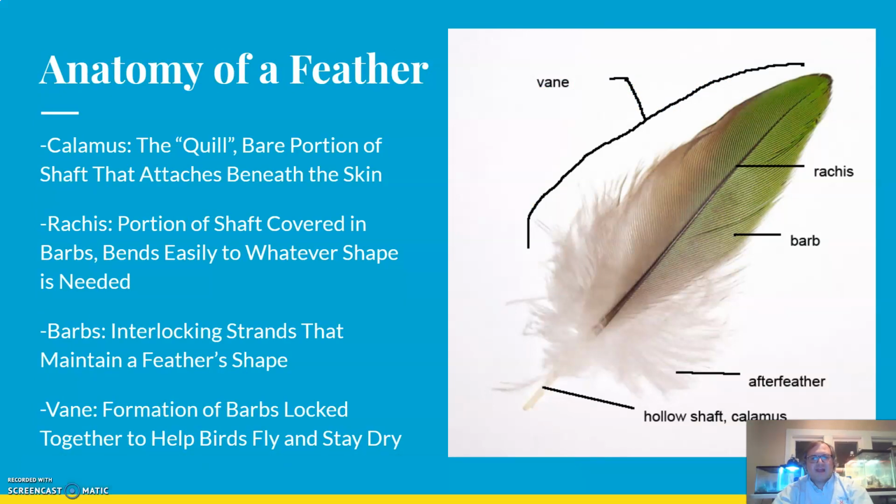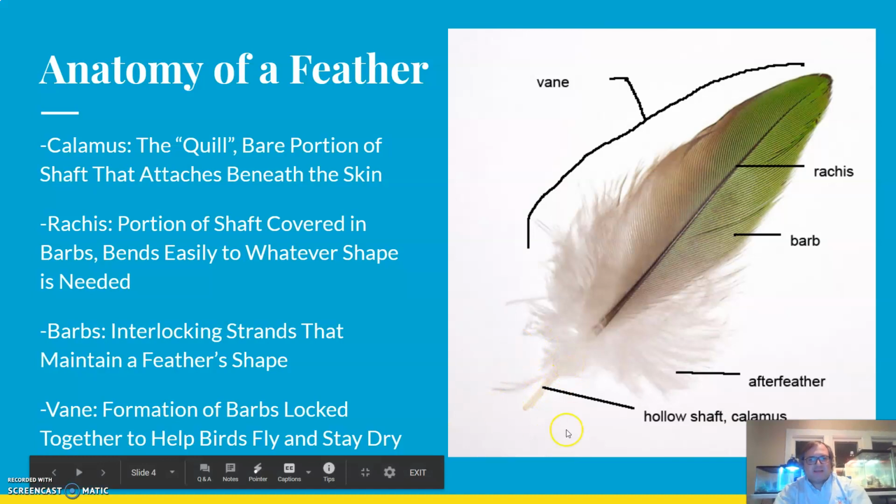So here, if we look at the anatomy of a feather and we talk about some of the terms that go with it, down here we have the calamus, or the quill. Basically, if you've ever thought about anything with a historical sense where someone's writing with a quill, that hollow point that has the ink in it, that's this part, that's the calamus. It's the bare portion of the shaft of the feather that attaches beneath the skin. So again, this part is embedded into the skin of a bird. If you've ever heard about people plucking a chicken, or if you've done it yourself, this is the part that is rooted into the skin.